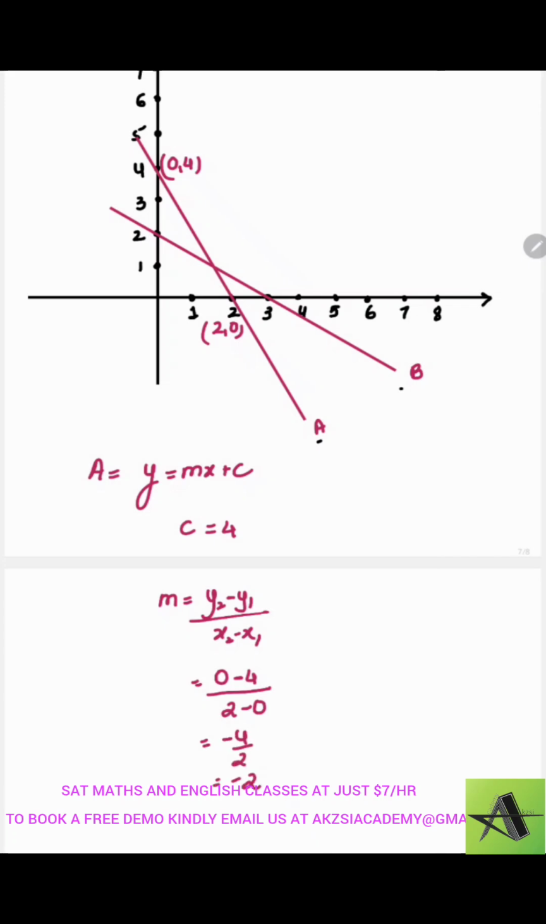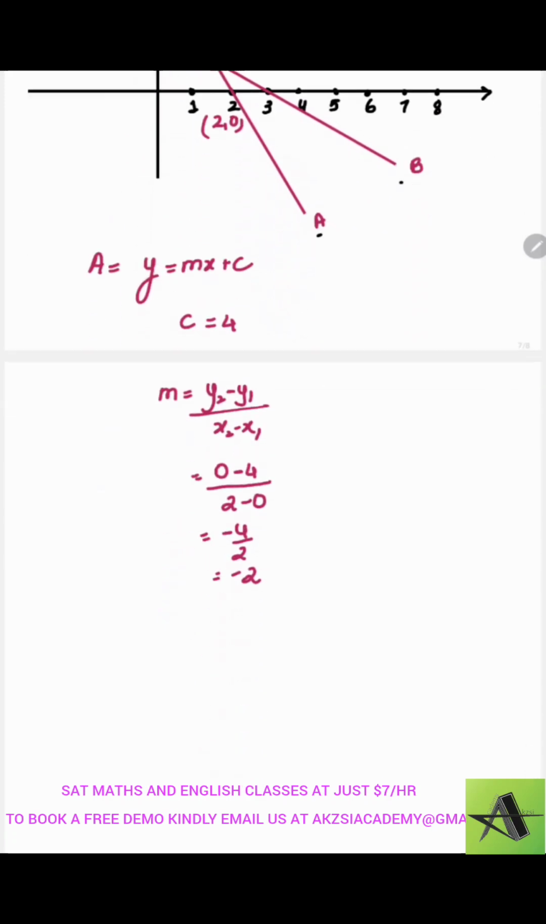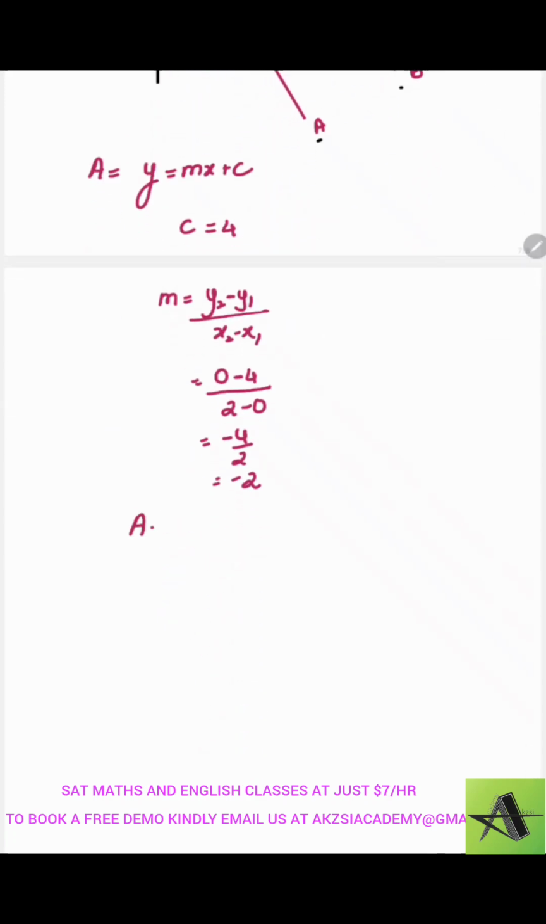Your gradient is negative 2 and your y-intercept is 4. Just substitute the values here and you will get the equation for straight line A. So A is y is equal to minus 2x plus 4. This is our straight line.